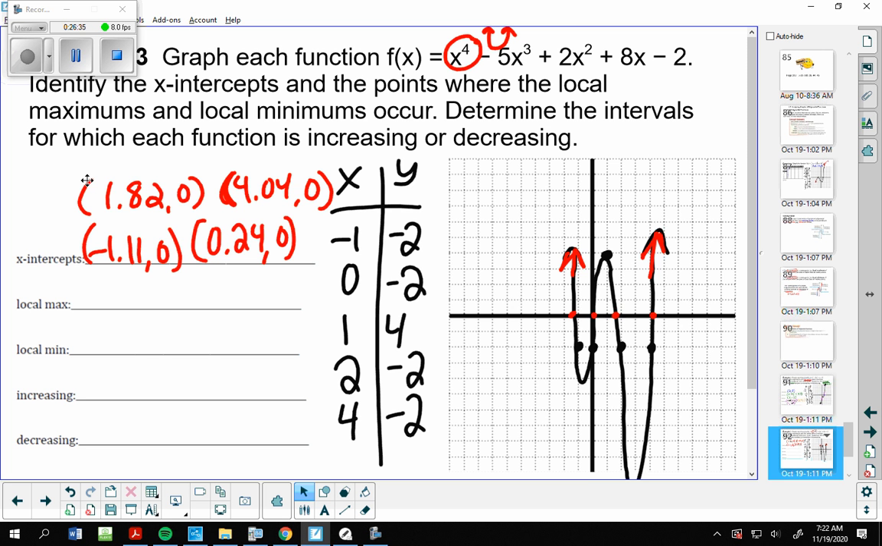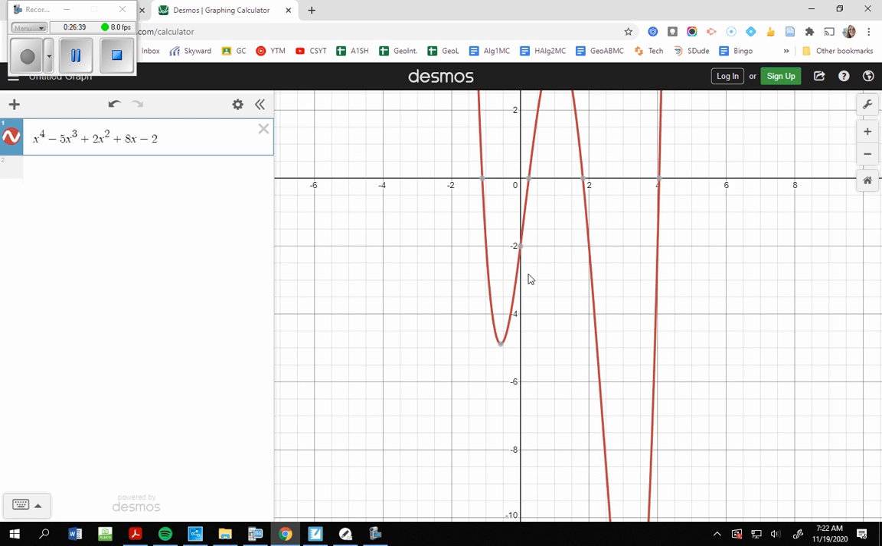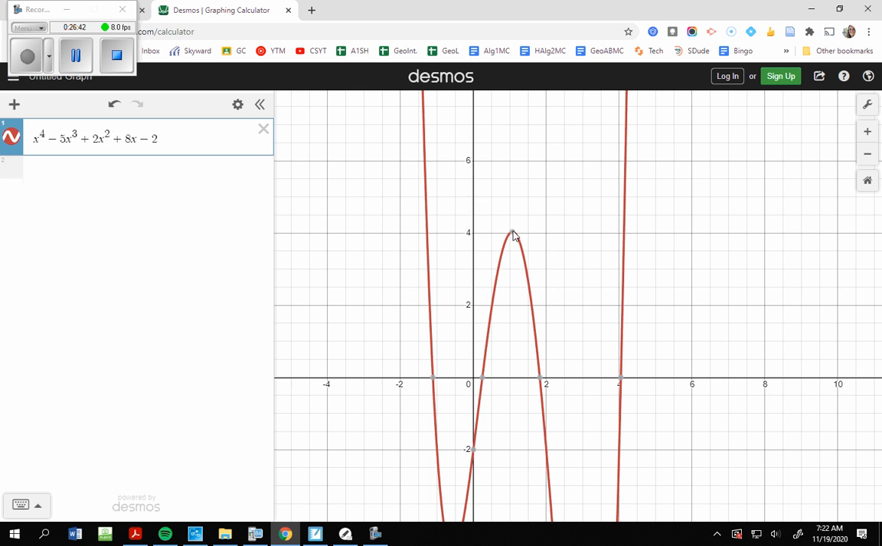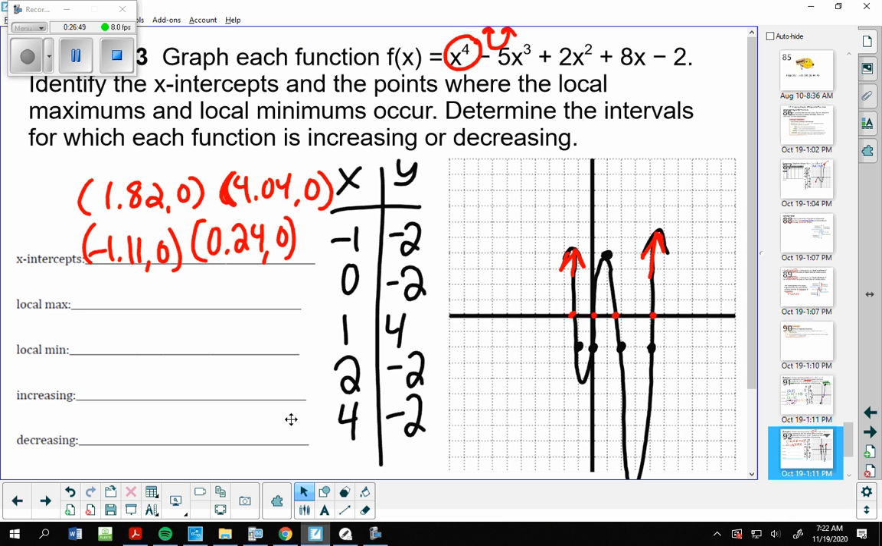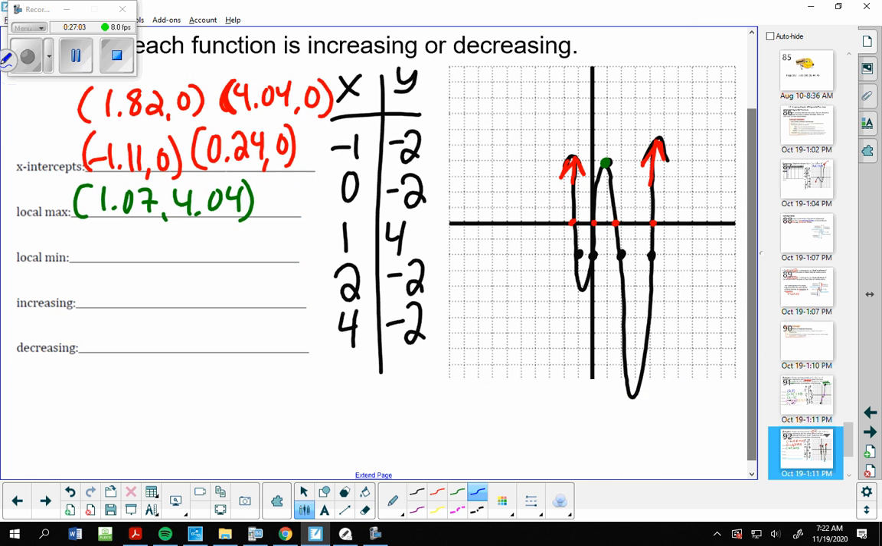All right, local max. So these are local high points, I guess you could say. So my local max here is at 1.07, 4.04. Again, we are writing the ordered pair for the local max and local min. So there we go. That's our local max. And then we have two local min values, here and here. So let's use Desmos to find where those are.